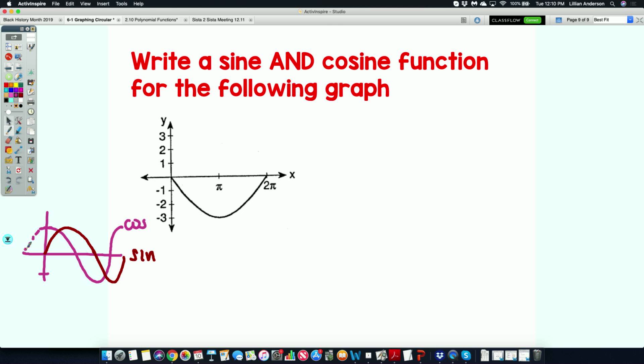Okay? So let's start off by writing our sine function, because if we notice, the graph intersects at 0, 0. Okay? And when we look at this, is this a full period? No. What do you think happens after 2 pi? It goes up, then comes back down. So this was actually how much of a period?